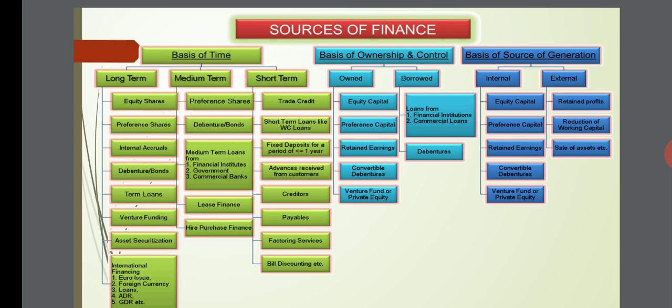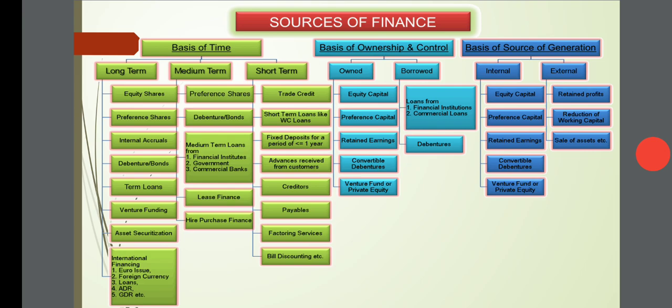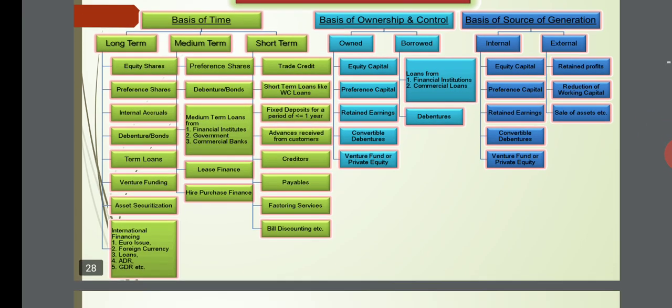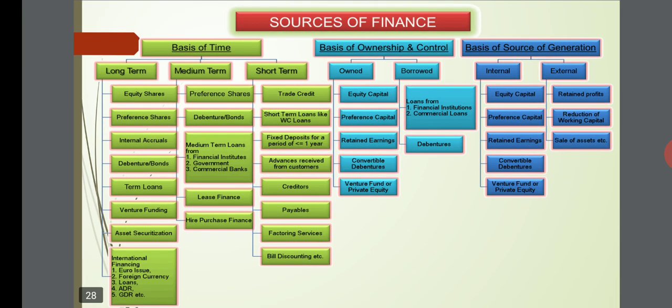Preference shares are preferential shares which don't have any voting right, but they have preference over equity shares in the payment of dividend. Then internal accruals, that is reserves and surpluses, whatever is earned by the company over a period of time, forms part of the internal accruals. Then debentures, bonds, loans. Debenture is an instrument of debt. Then term loans, venture funding.